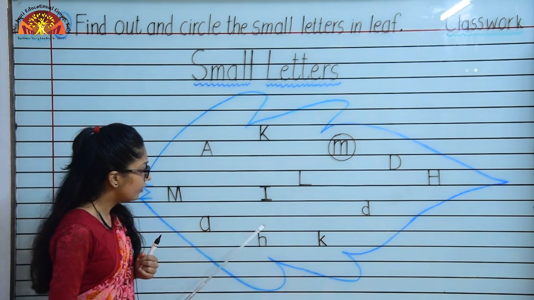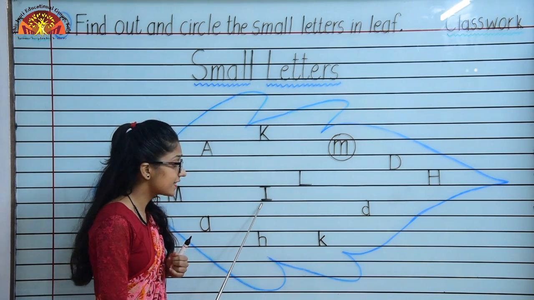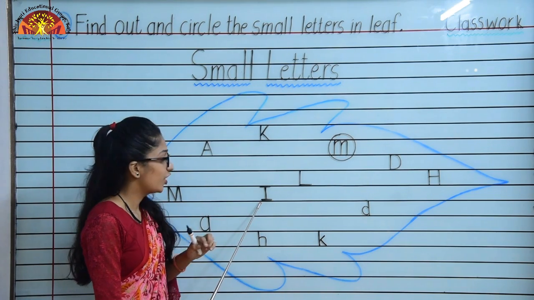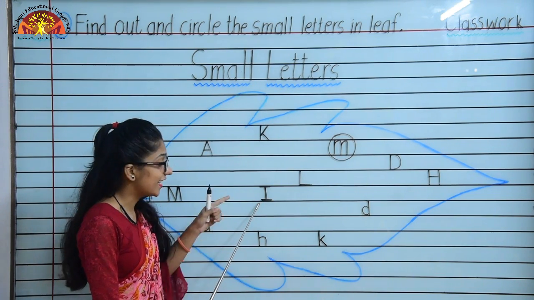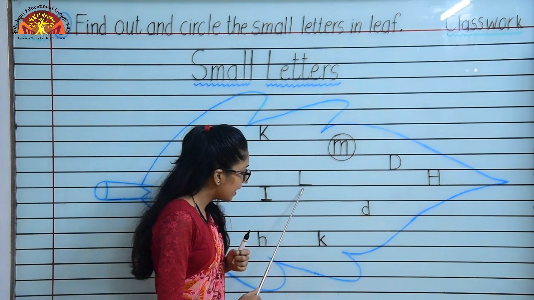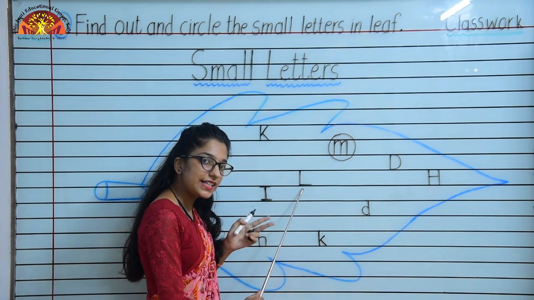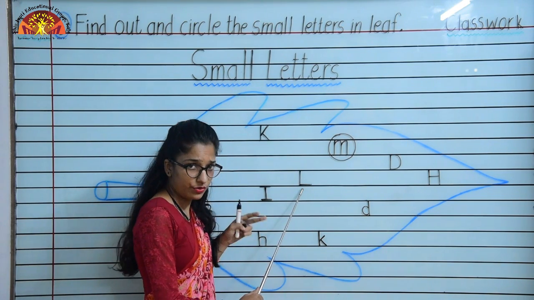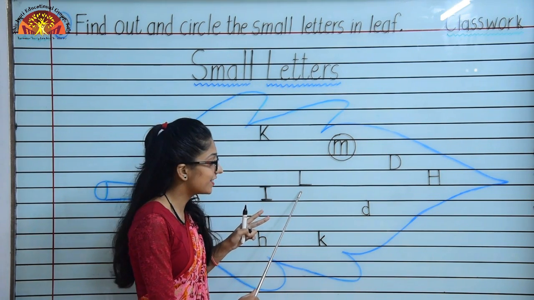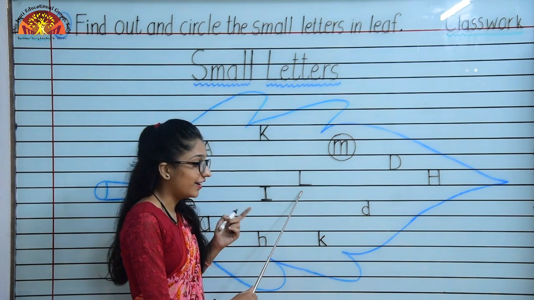Okay? Now look over here. Which letter is this? This is capital letter I. So can I circle this letter? No, because it is a capital letter. Okay. Now look over here. Which letter is this? This one is capital letter L. So we have to circle this letter? No, we don't have to circle this letter because this letter is capital letter.